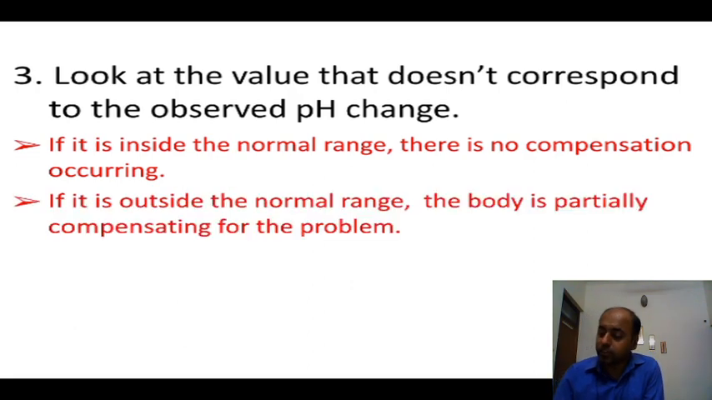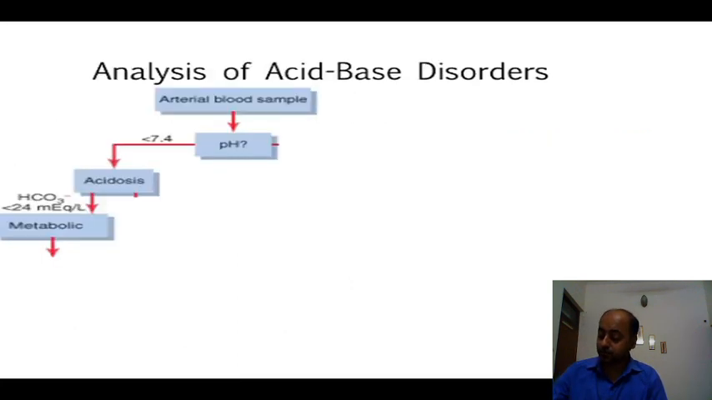However, if it is outside the normal range in the opposite direction, then we can think of the compensation occurring. The change in the second parameter should be in the opposite direction. I'll show you with the help of a graph what I exactly mean by this.